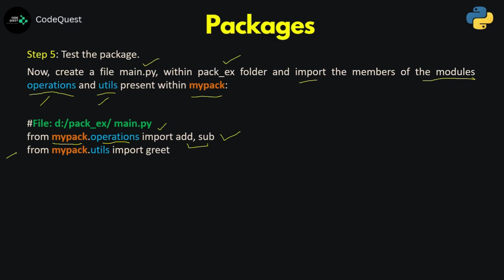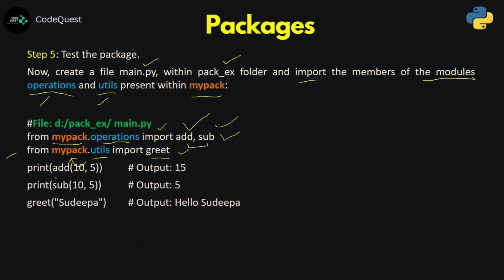Similarly, in the next one, from the utils module, which is part of your package mypack, we are importing the only function that we have defined, that is greet. So once we have done these two import statements, in my program main.py, the add function, sub function and greet function are available. So I can call them like print add of 10 comma 5, which is going to take a as 10, b as 5, and it returns 15.